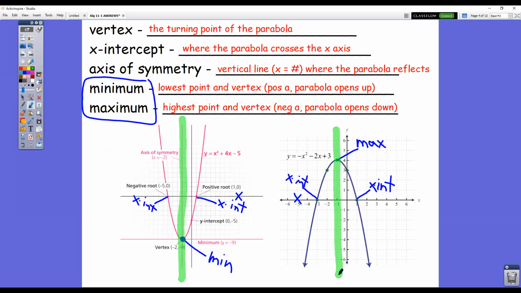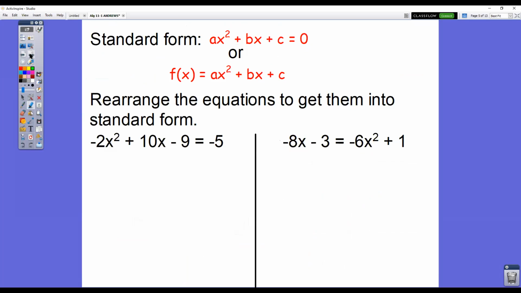These x-intercepts are also called roots, which we'll deal with later on in the chapter. So here's the first type of question that you're going to have today. You are going to have to rearrange the equations to get them into standard form. Every single question has two completely different answers to it, depending on how you do it. What you need to do is get all of the terms onto one side so that you're left with an equals 0 on one side.